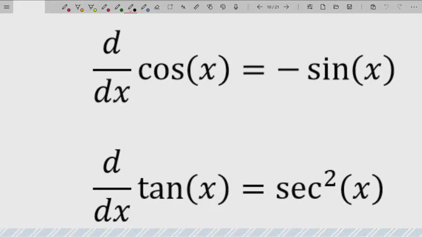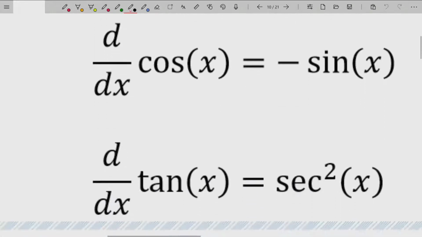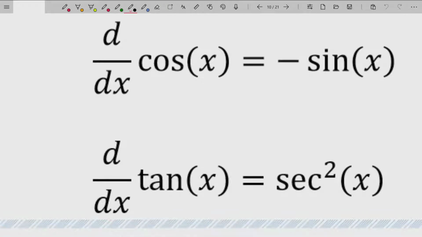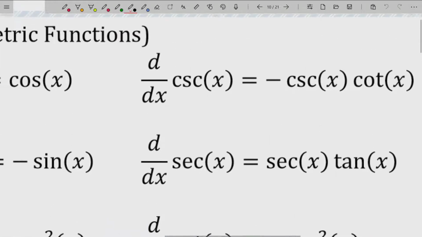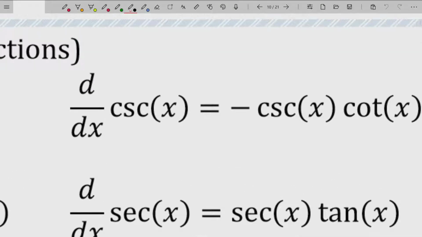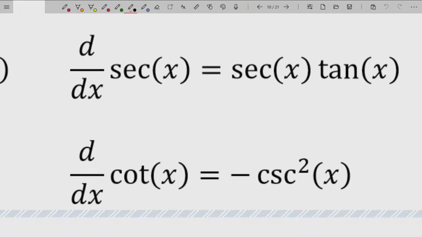I'm not saying that the other ones don't occur. In fact, they occur quite often, but these are the big three trig functions, right? Sine, cosine, and tangent. Notice the derivative of the tangent is secant squared. That's critically important. All right, the other ones, the reciprocal functions: the derivative of the cosecant is the negative cosecant cotangent. The derivative of the secant is the secant tangent. And finally, the derivative of the cotangent is negative cosecant squared.